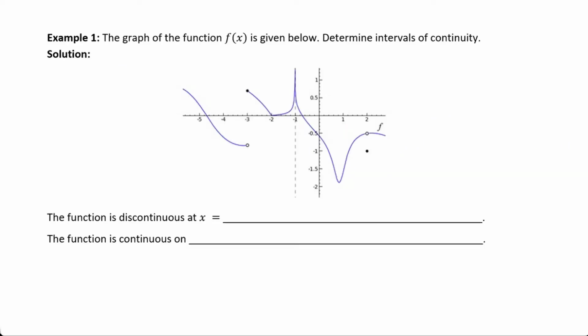Example, the graph of the function f of x is given below. Determine intervals of continuity. Now, for the solution, let's look at this graph and observe that it's got three separate chunks and a dot. We can visually detect three different areas of discontinuity. What we want to do is make sure that we can make it fit our definition of continuity.